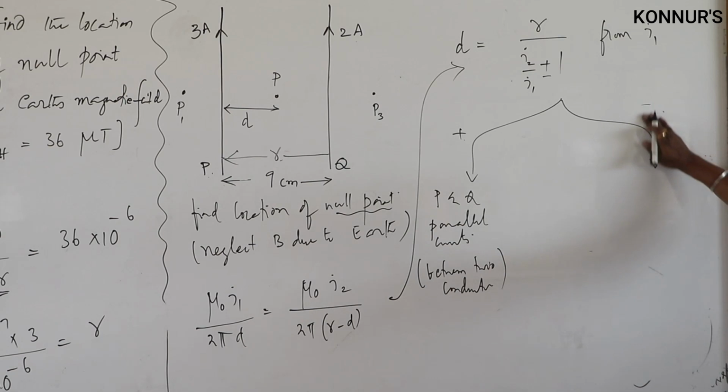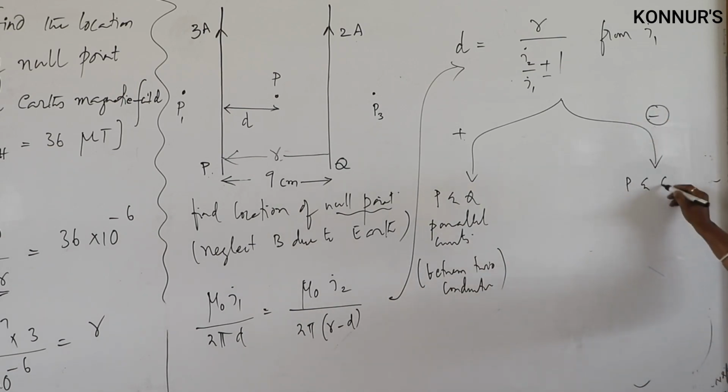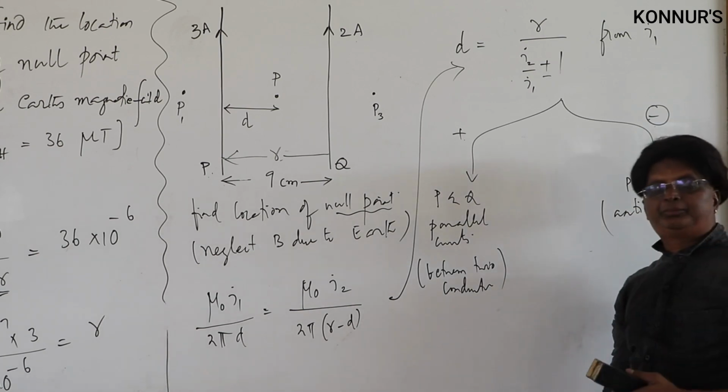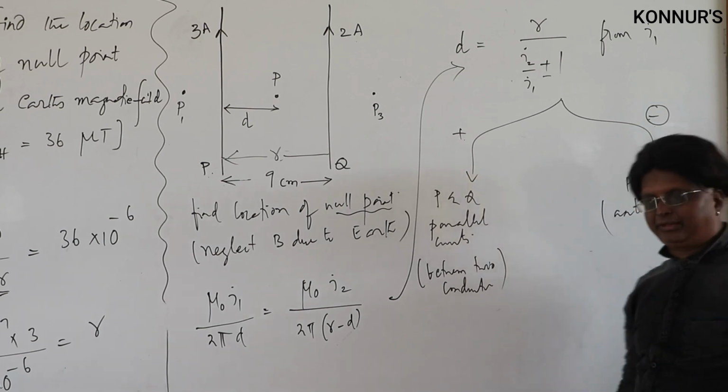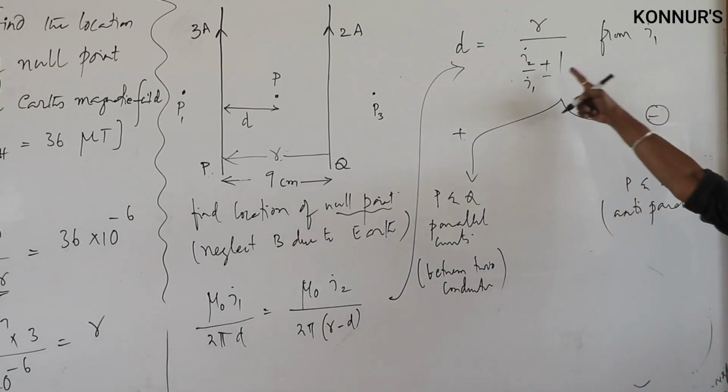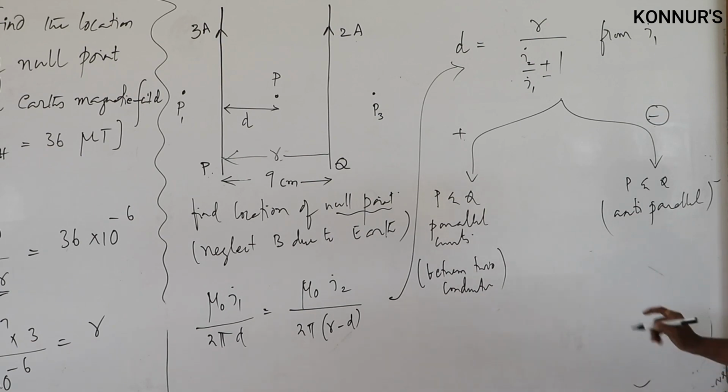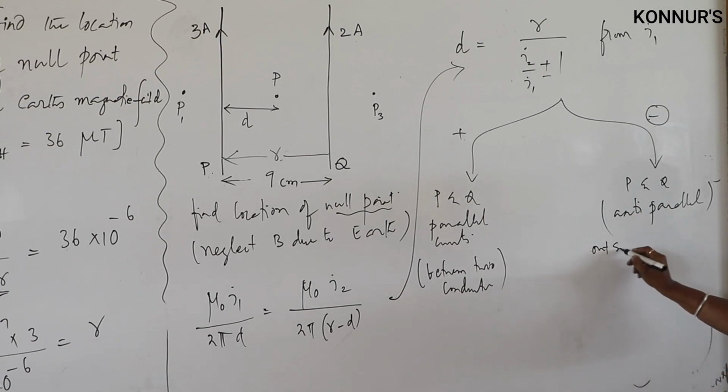Whereas when do we use the negative sign? Negative sign is for P and Q carrying anti-parallel currents, in opposite directions. If one carries upward, the other carries downwards. If one carries towards right, the other carries towards left. In such a case, we use the negative sign, and the null point will be outside the combination.